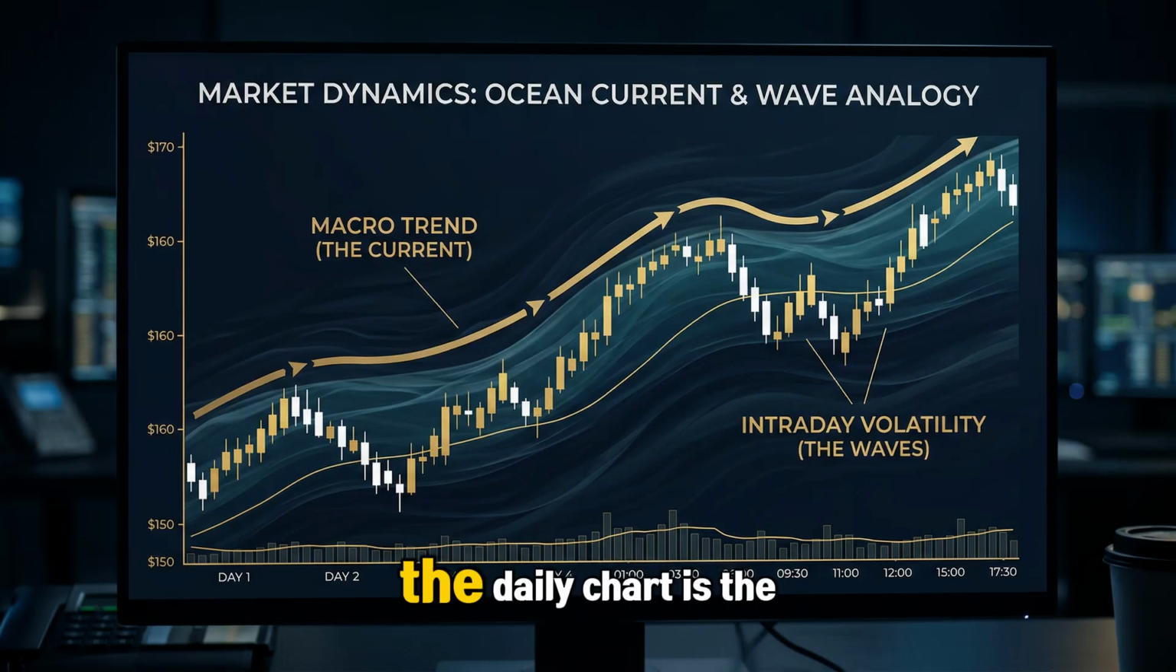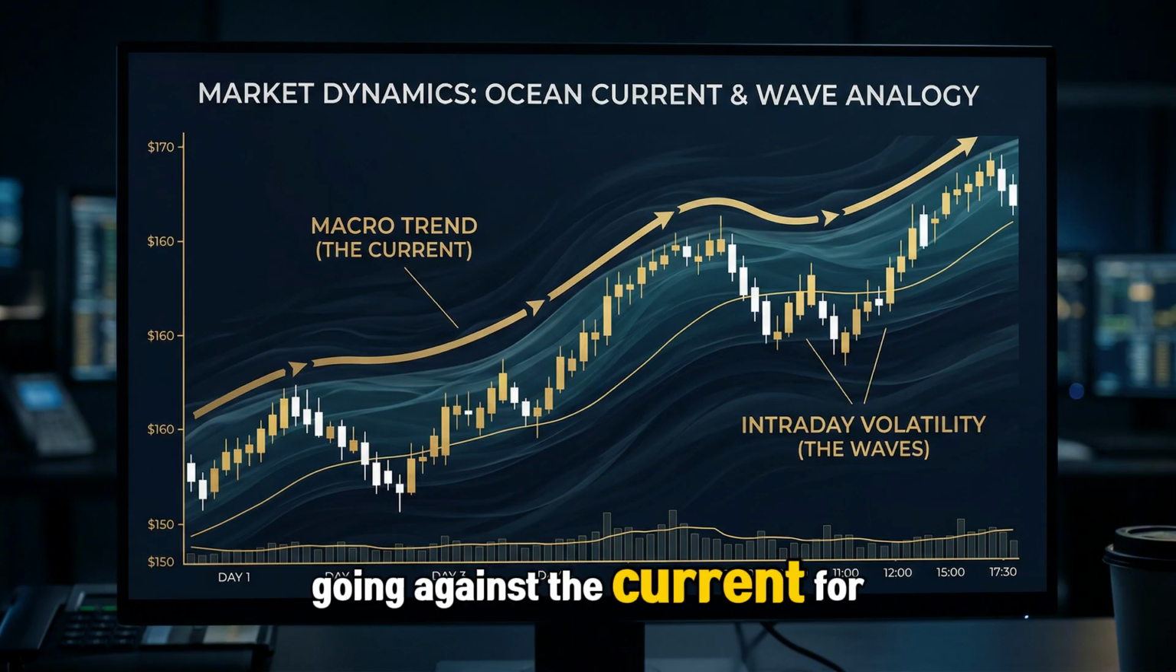Think of it like this. The daily chart is the ocean current. The intraday chart is the waves on top. You might catch a wave going against the current for a moment, but the current will win eventually.